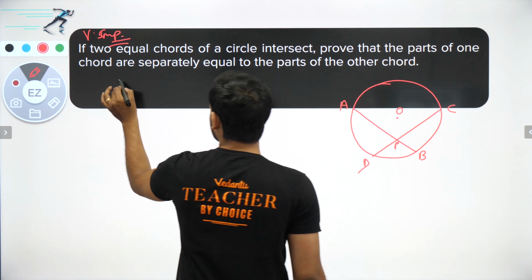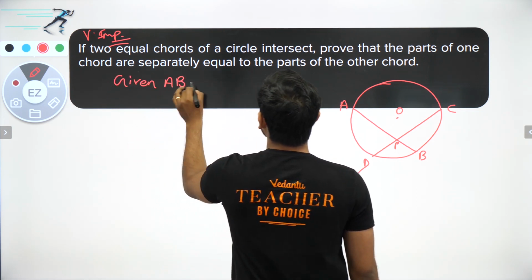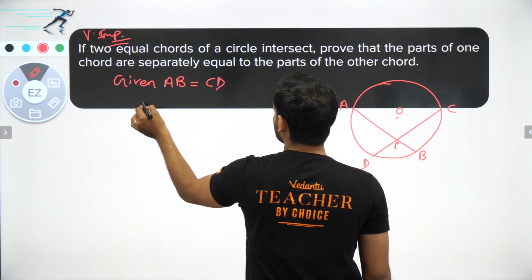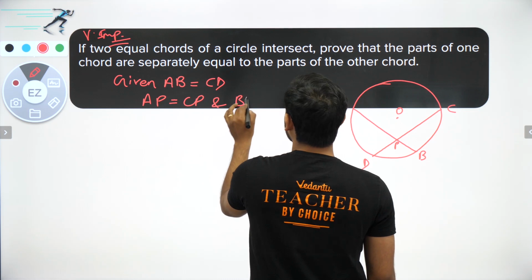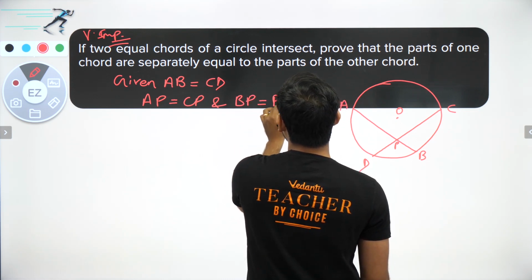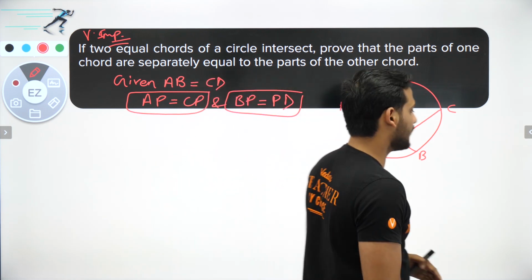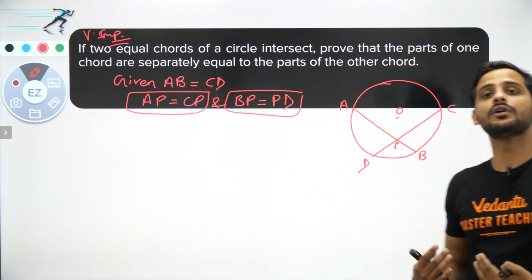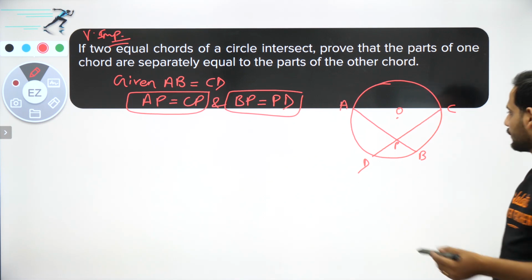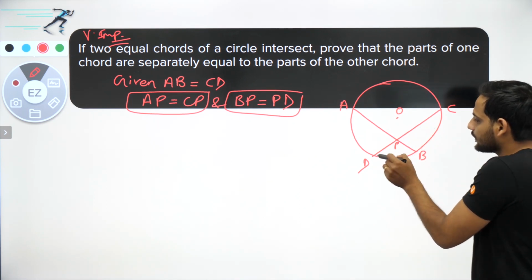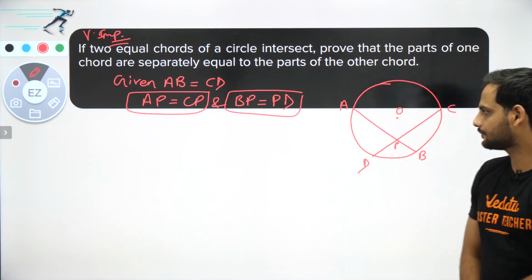That means it is given AB is equal to CD. You have to prove that AP is equal to CP and BP is equal to PD. That means these parts individually are also equal to each other. This is what you have to prove now. You have to prove that AP is equal to PC and DP is equal to PB. How do we prove it?